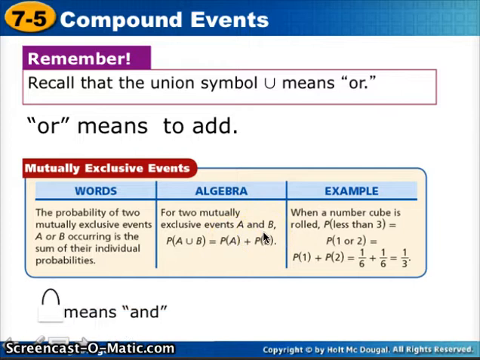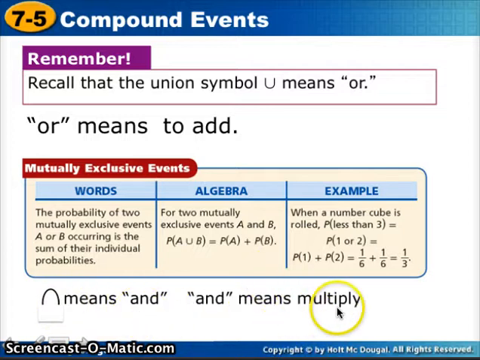Now let's compare that to what we had learned previously. We learned about the and symbol, the mountain one here. And whenever we have that, the and means to multiply. So if you wanted to find the probability of event A and B, you would multiply. But if you want or, the probability of A or B, you have to add.